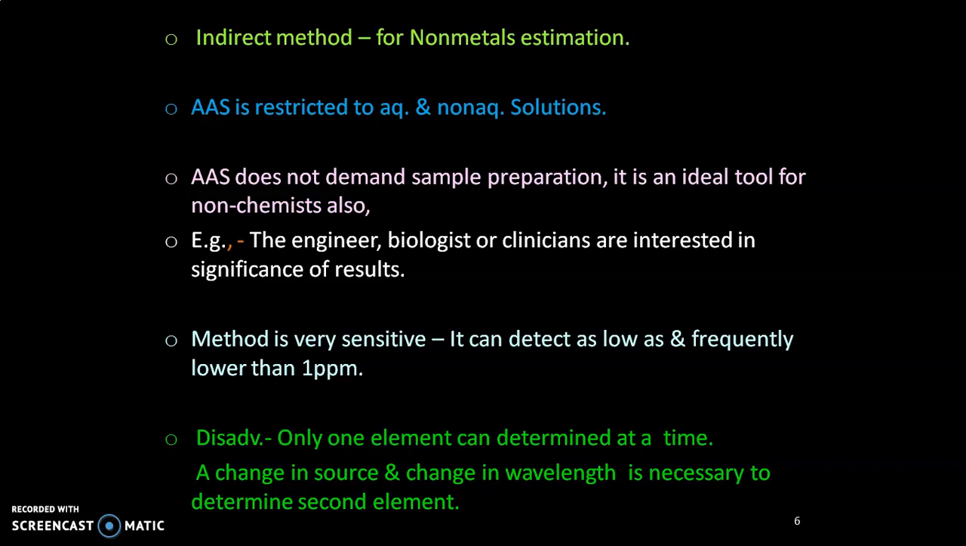It is a very sensitive technique. It detects very low quantities, even lower than 1 ppm. The disadvantage of this technique is that only one element can be determined at a time. A change in source and a change in wavelength is necessary to determine a second element.